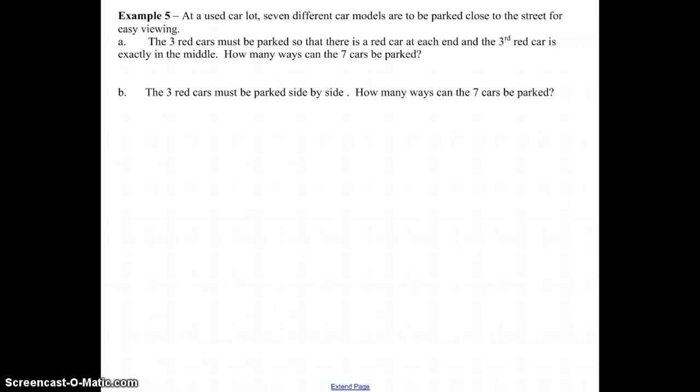All right, then we have example 5. There's a used car lot. There's 7 different car models. 3 cars are red. We need to park them so that there's a red car at each end, and the third red car is in the middle. How many ways can the 7 cars be parked?